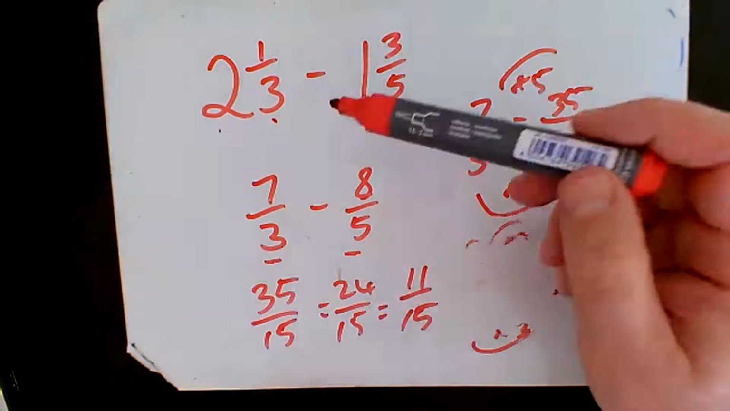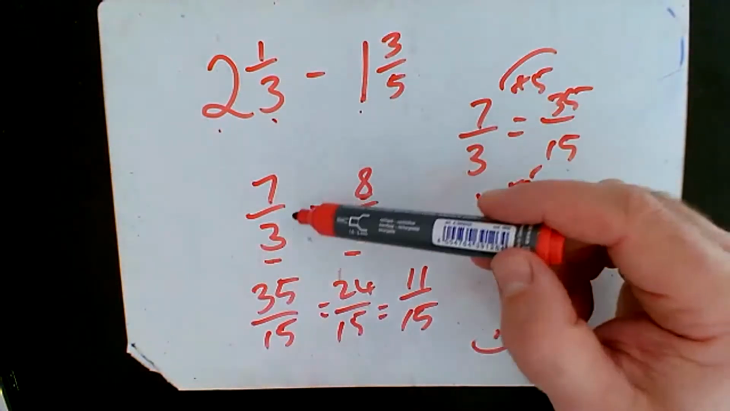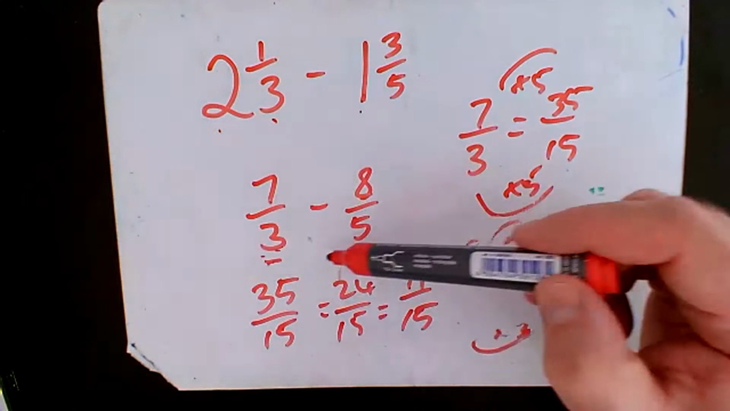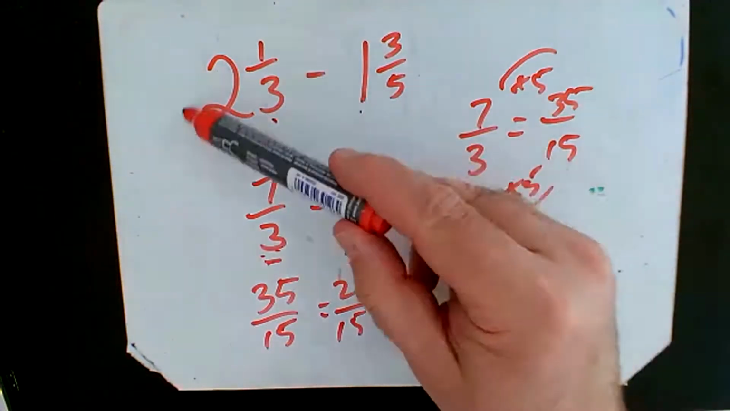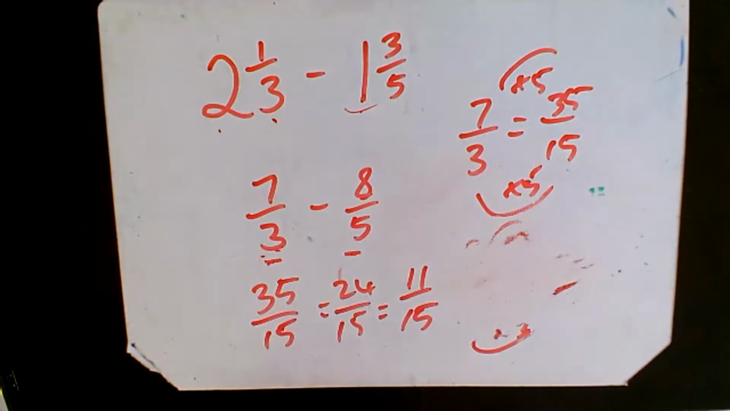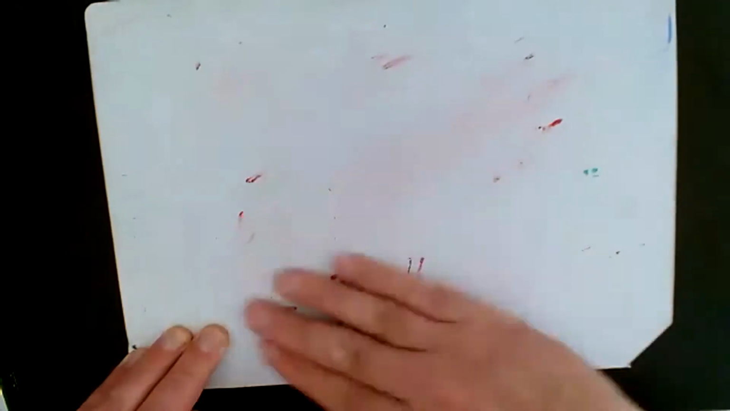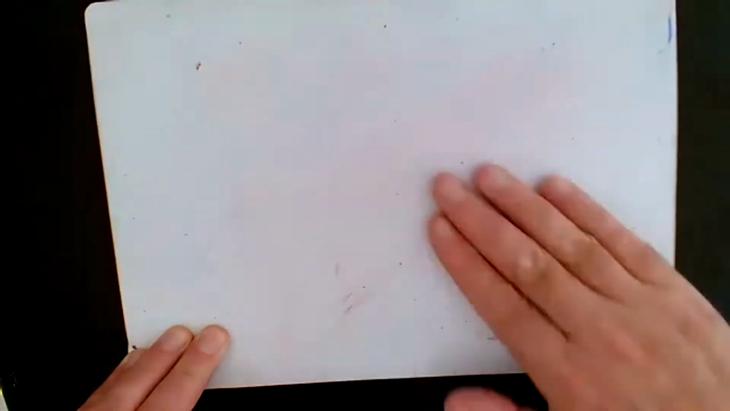So remember, when we're doing subtraction and adding, it's all about the common denominator, isn't it? And we turn the mixed numbers into improper fractions as well. So let's just wipe that out quickly.